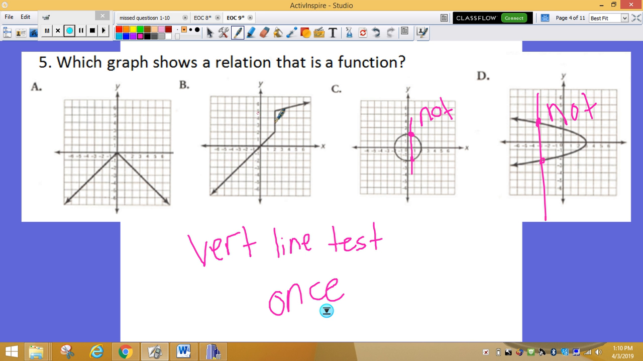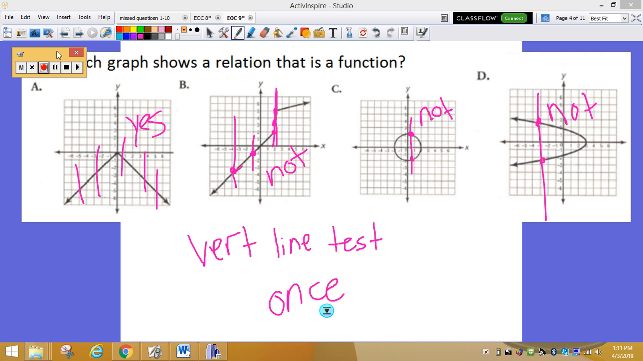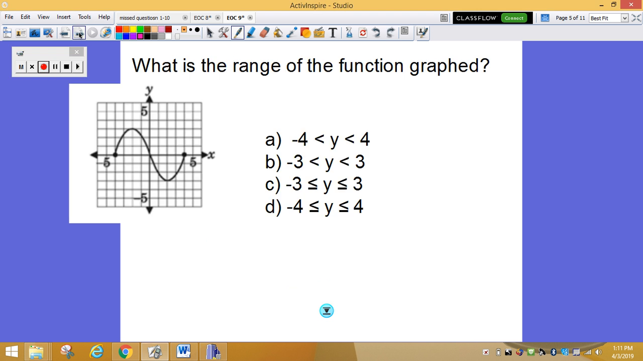This one is the tricky one, B, that people usually get confused on. Because if I draw a line here, it only touches once. If I draw a line here, it only touches once. But if I draw a line here, it touches once, twice, 3 times, 4 times, 5 times. It touches an infinite amount of times. So this one, again, is not a function, because if I drew that vertical line right here, it would touch a bunch of places. This one is a function, because no matter where you draw a line, it will only touch once. So that's the vertical line test.